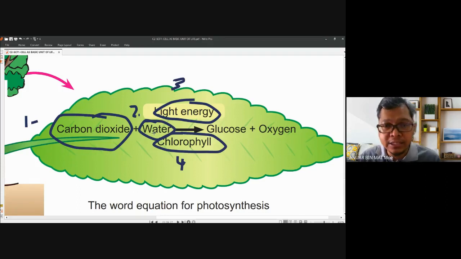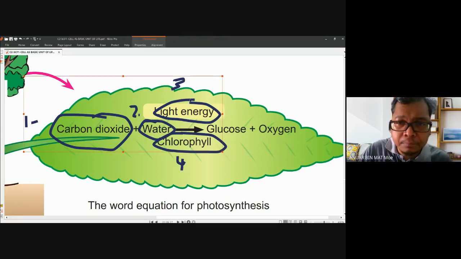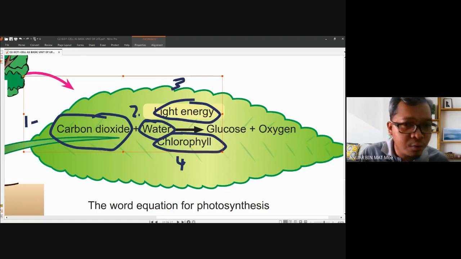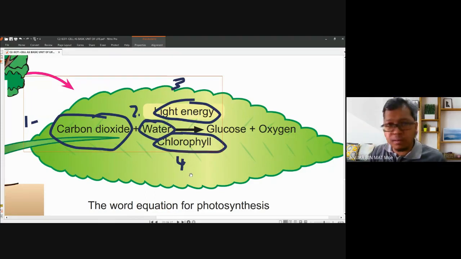And then light energy. Where does the plant get the light energy from? Light energy from where, class? The sun. Yes, very good, Peiwen and Poyan. From the sun, usually from the sun. Okay, light energy. And then number four is chlorophyll.